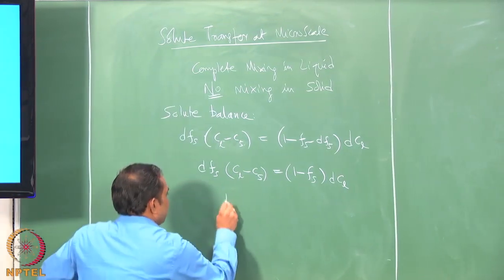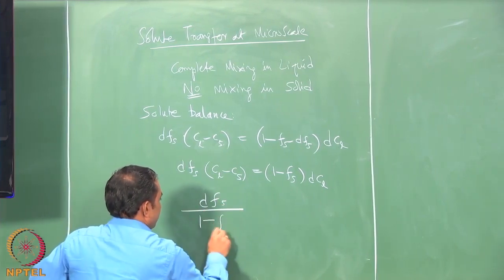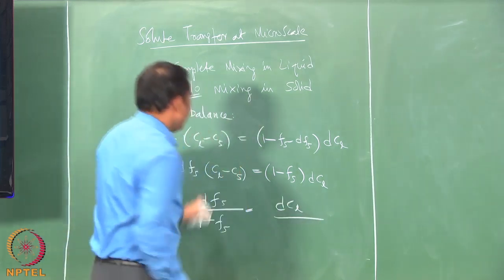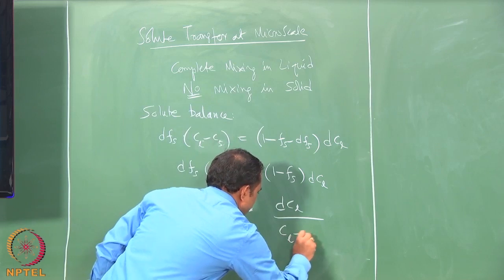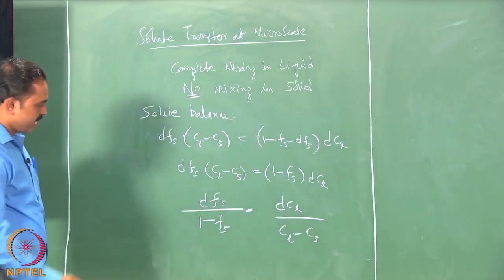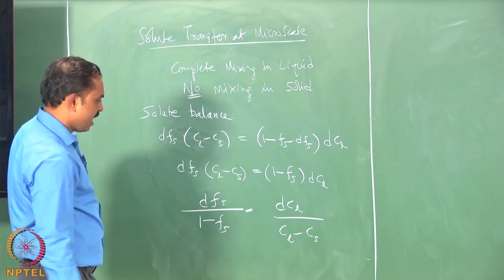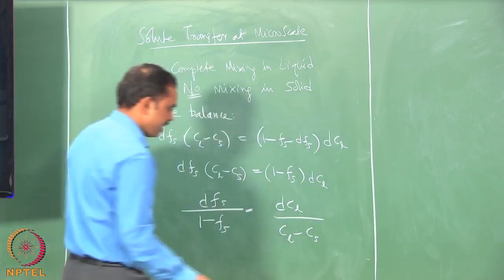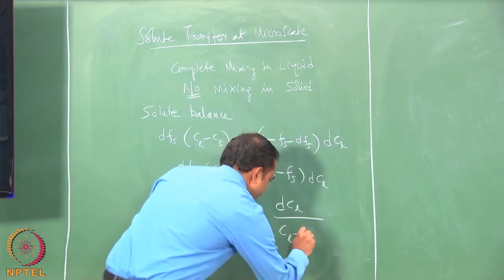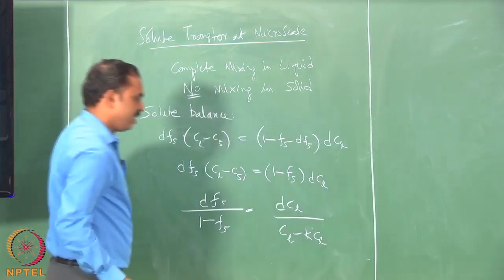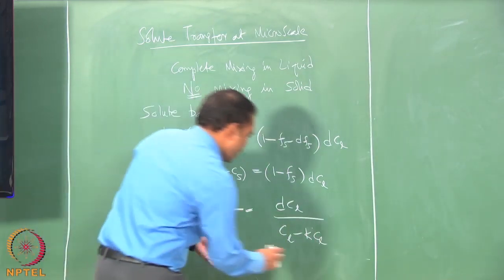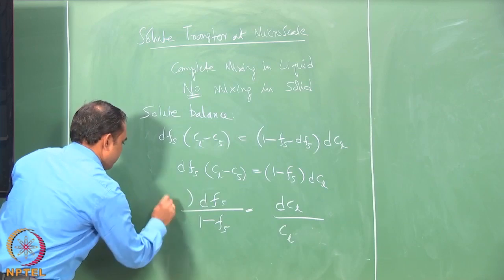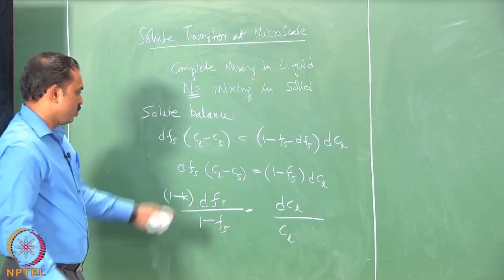So you could write it as DFS by 1 minus FS is equal to DCL by CL minus CS. Okay. And we can also see that CL minus CS can be made as a function of CL itself. So you could take CS as KCL, and if you take the CL as common, you could write it as CL into 1 minus K, and that 1 minus K can be absorbed here. So you have that equation.